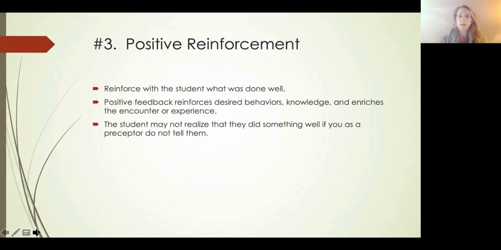Number 3, give positive reinforcement. You need to tell someone when what they did was good, or they may not ever know. Repeatable behaviors are best reinforced when you can compliment someone on something that they did well.